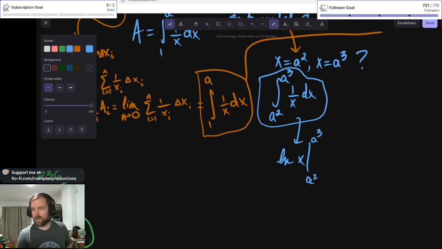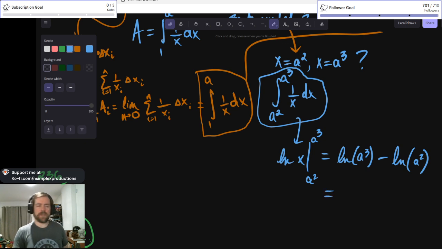So this is going to be equal to the natural log of a cubed minus the natural log of a squared. And wouldn't you know it, the natural log, the entire point of using natural log, is to say that the thing on the inside is an exponential, and what is happening to their exponents.